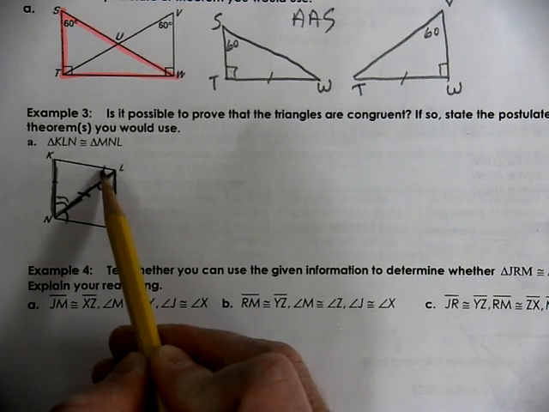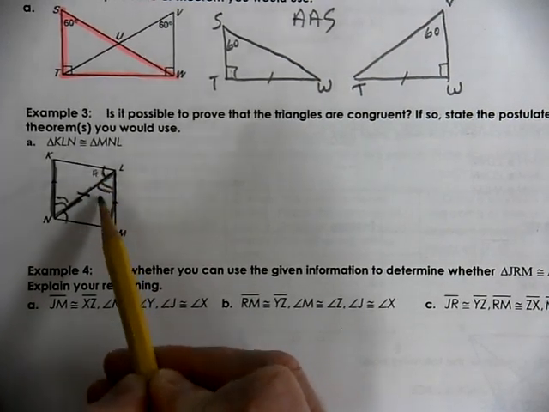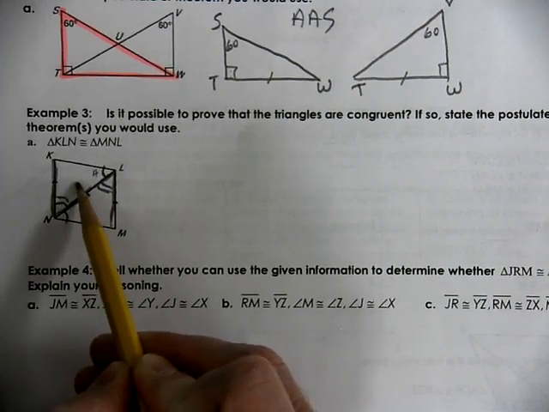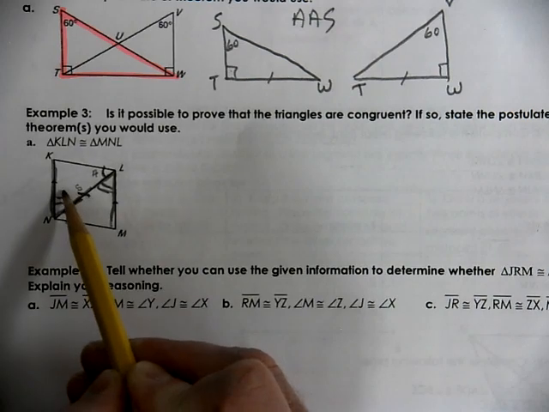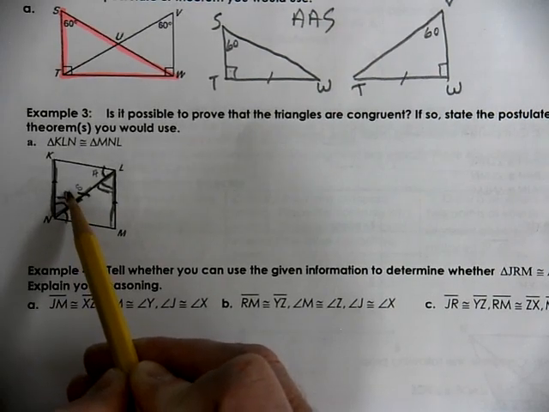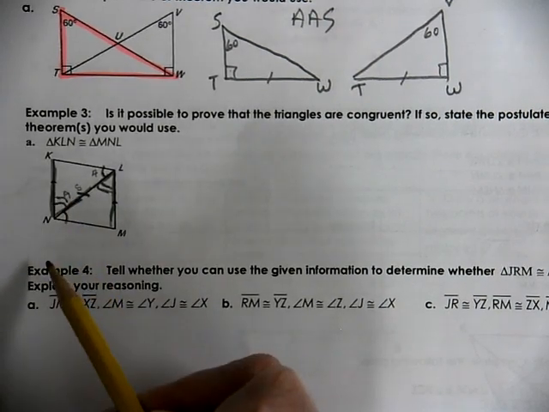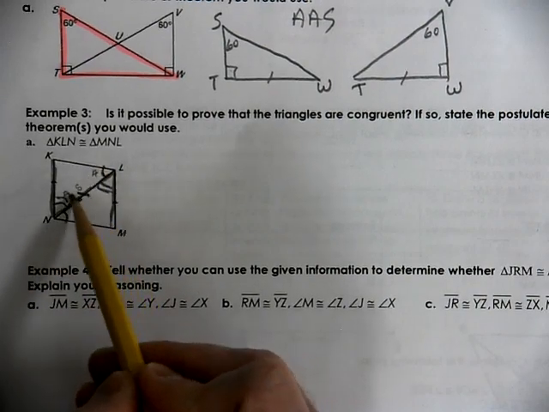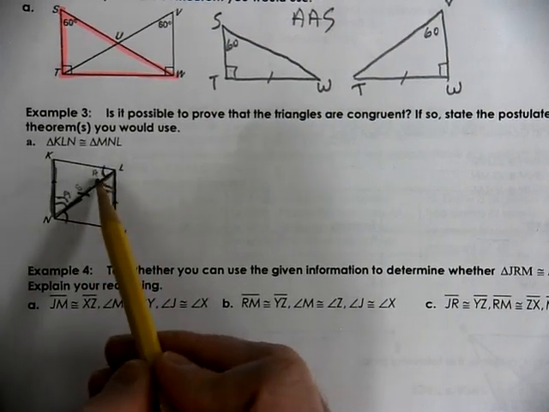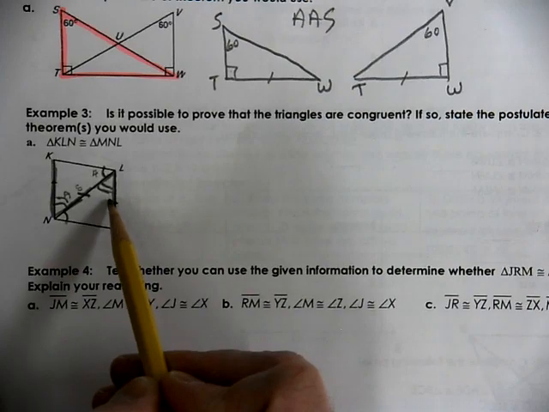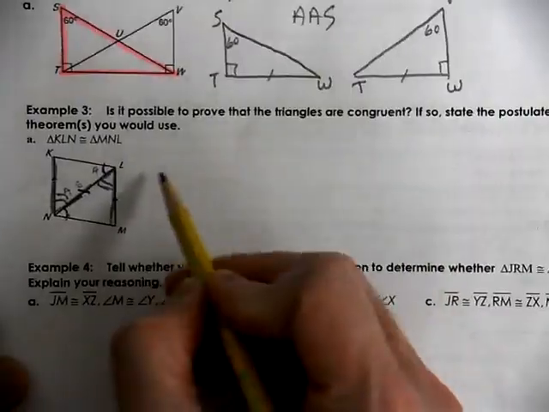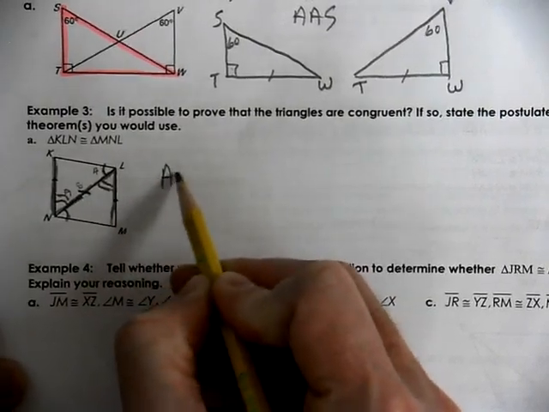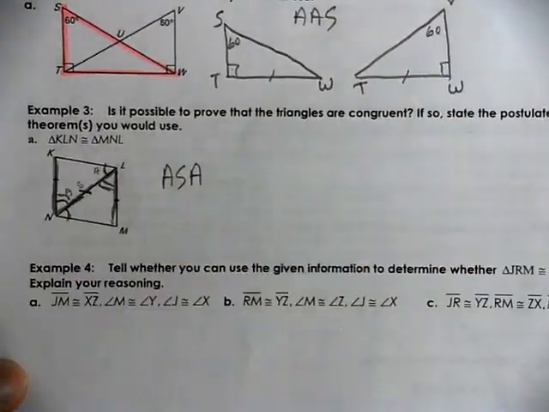This triangle has a 1 tick mark angle. Then we follow to a side. Then we follow to a 2 tick mark angle. You want to stay inside the same triangle. You don't want to jump triangles. So we're showing that these triangles are congruent by angle, side, angle.